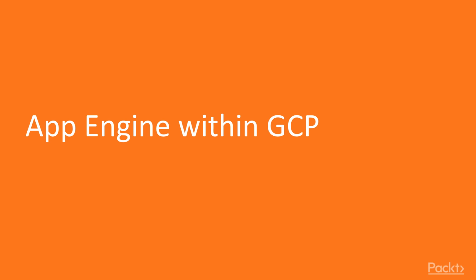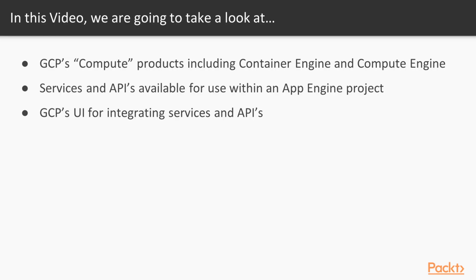Many of these other Google Cloud Platform products and services are integrated, either directly or indirectly, with the App Engine product to expand App Engine's feature set and provide features and functionality to meet the needs of most any application's design specifications. In this video, we'll see how App Engine is a member of the Google Cloud Platform's Compute family of products, which also includes Google Container Engine and Google Compute Engine. We'll look at amazing Google Cloud Platform services and APIs that are available for use within an App Engine product. And finally, we'll look at Google Cloud Platform's Console, which provides UI for integrating services and APIs.